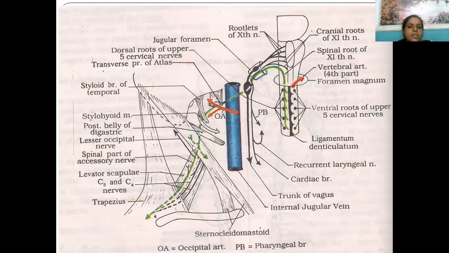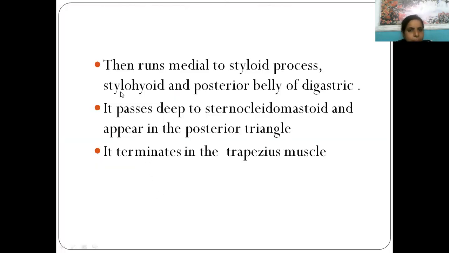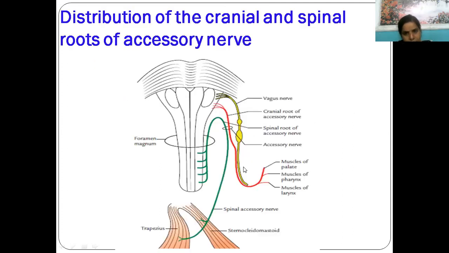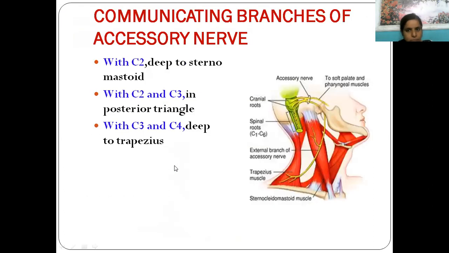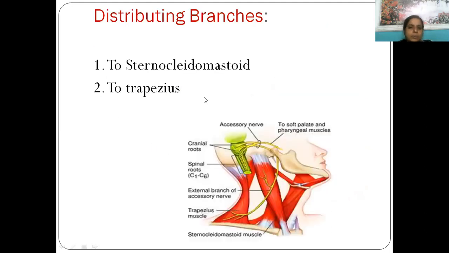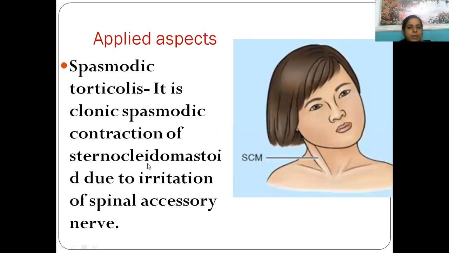Then it runs over the sternocleidomastoid. It runs over the levator scapulae, which is one of the floor muscles of the posterior triangle, to enter into trapezius. The same thing is given here. It passes deep to sternocleidomastoid, appears in the posterior triangle, and terminates in trapezius. It has communicating branches, that means communications with cervical nerves like C2, C3, C4.